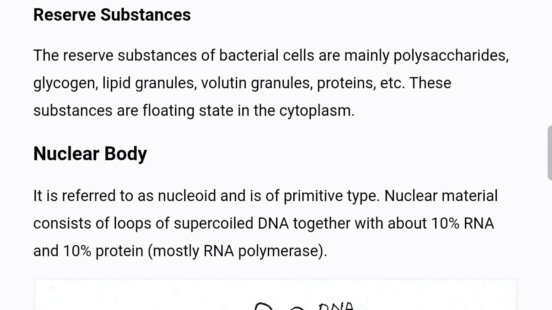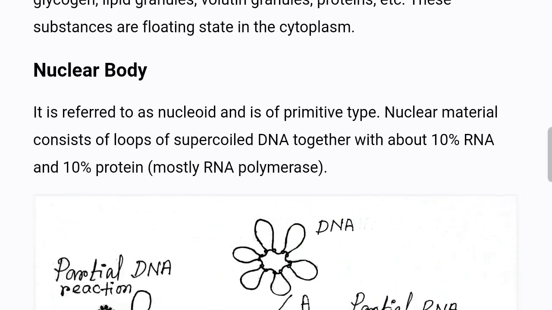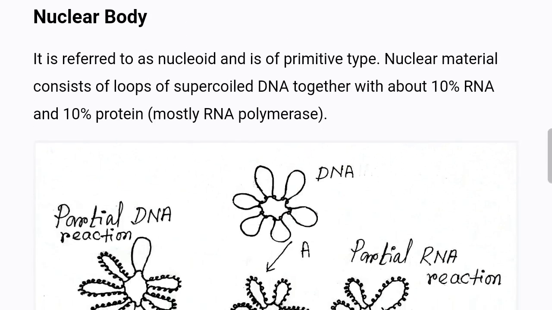Reserve substances. The reserve substances of bacterial cells are mainly polysaccharides, glycogen, lipid granules, volutin granules, proteins, etc. These substances are in a floating state in the cytoplasm. Nuclear body. It is referred to as nucleoid and is of primitive type.